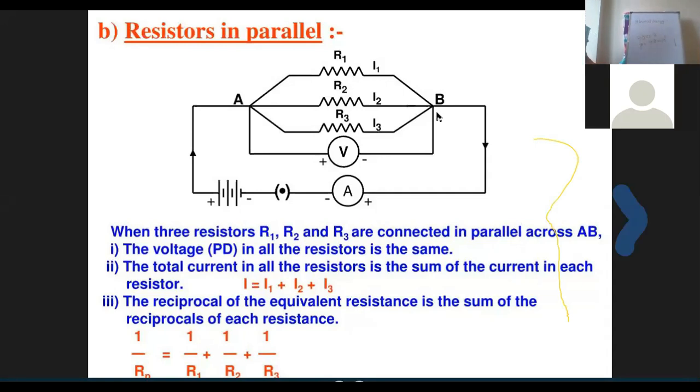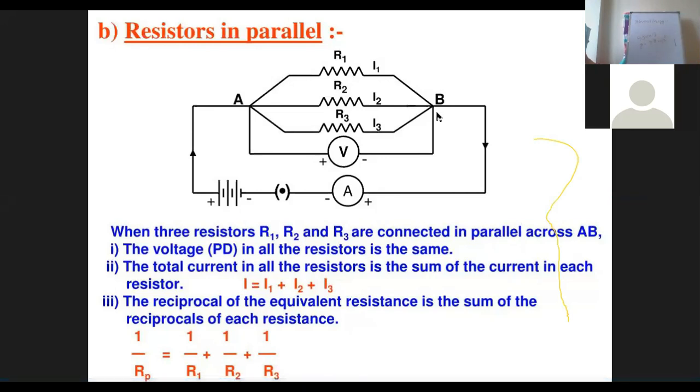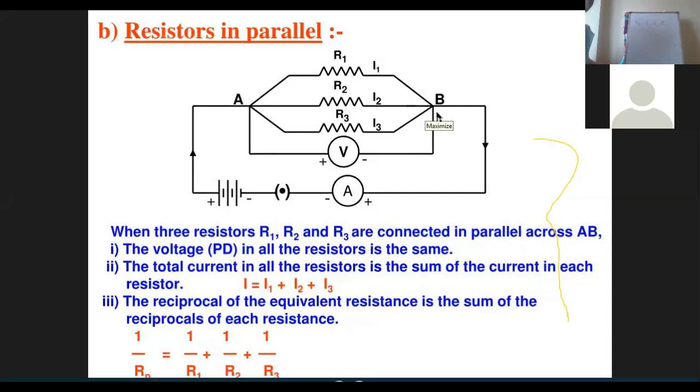We have already discussed that the equivalent resistance in series is the summation of all the resistances. For example, Rs will be equal to R1 plus R2 plus R3. It means that if we connect the resistances in series, then the equivalent resistance offered by the circuit will be the sum of all the resistances.